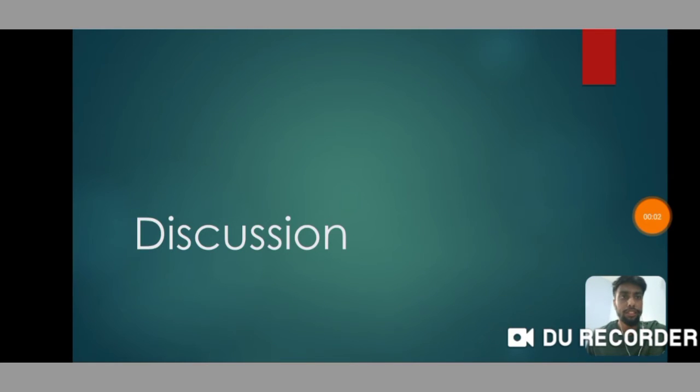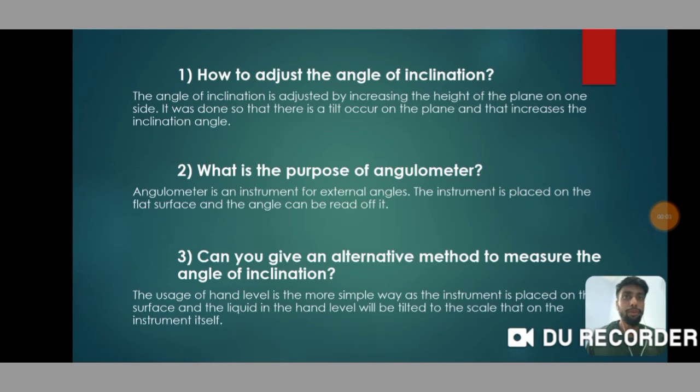Okay, proceeding to the discussion. First, how to adjust the angle of inclination. The angle of inclination is adjusted by increasing the height of the plane on one side. It is done until a tilt occurs, and that increases the inclination angle. Second, what is the purpose of the angulometer? The angulometer is an instrument for external angles. The instrument is placed on the flat surface and the angle can be read off it.